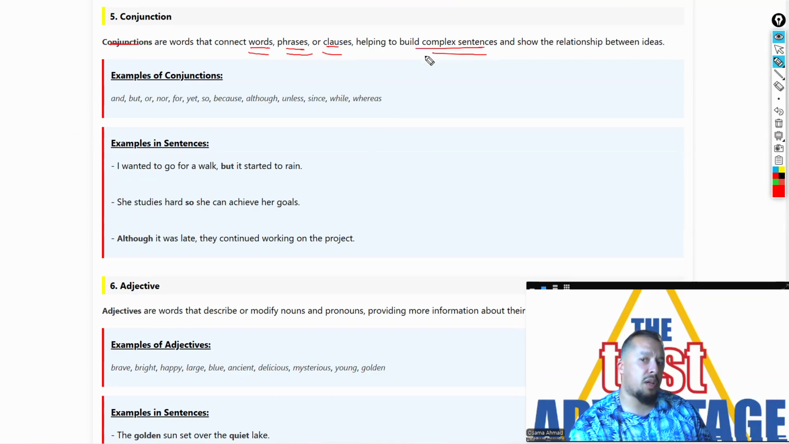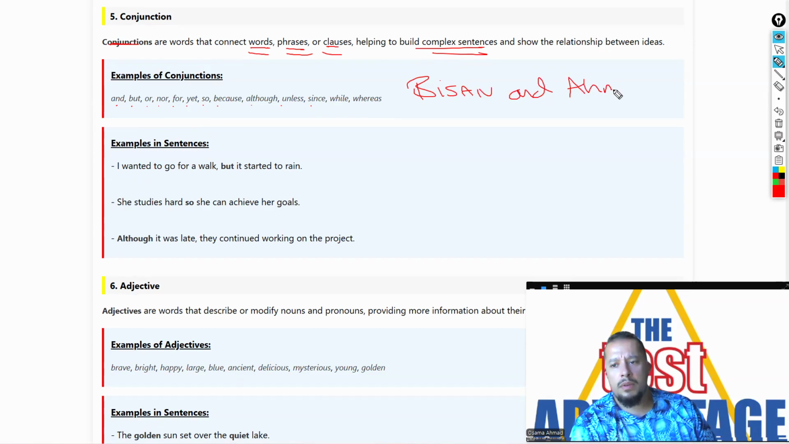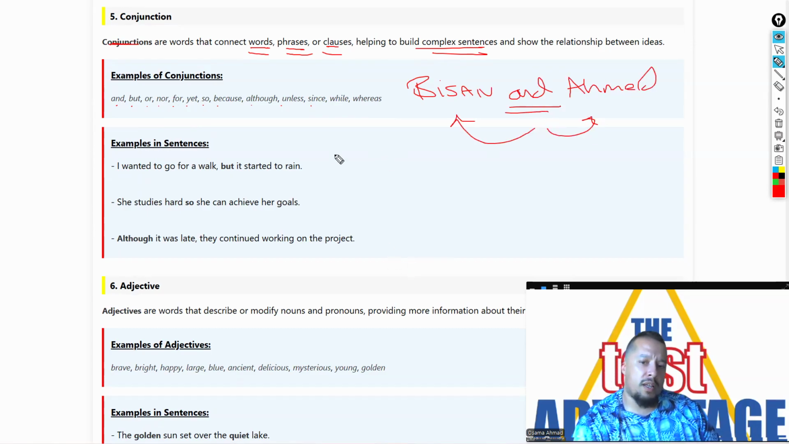And they help you build a complex sentence. So a conjunction connects two things or two parts of the sentence. Examples: and, but, or, nor, for, yet, so, because, although, unless, since, while, whereas. So again, they connect, say, Bisan and Ahmed. See how the conjunction connects two words or two ideas.